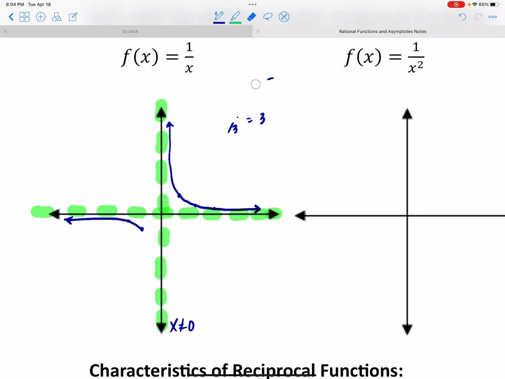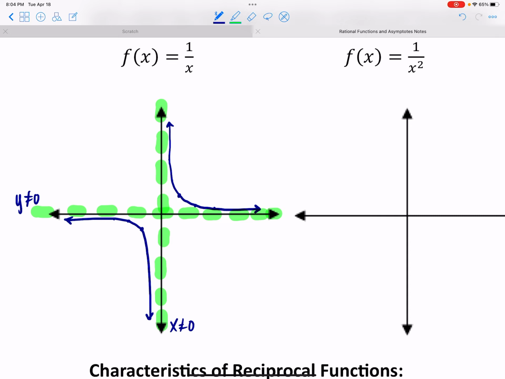And the same thing will happen on the other side. These are just going to be negatives. So this is what our parent rational function looks like. We have the vertical asymptote at x equals 0. We also have this horizontal asymptote at y equals 0, so that y value of 0 is not possible for that function. And then in quadrants 1 and 3, we see the branches of the graph.